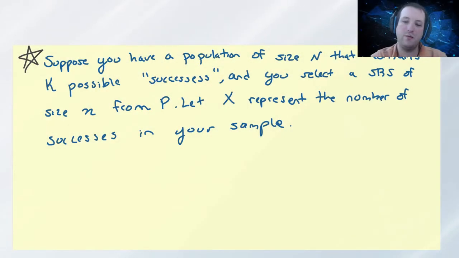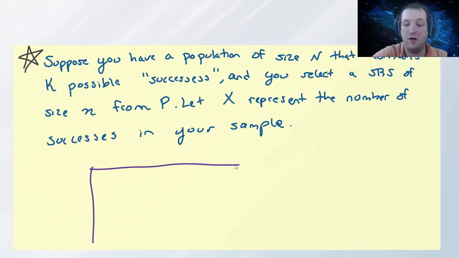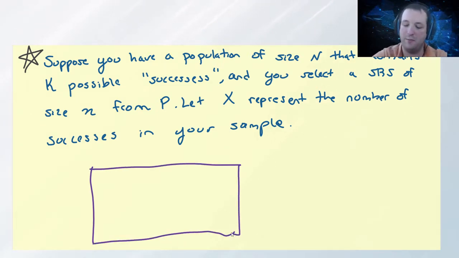Alright, so let us suppose you have a population of size capital N that contains k possible successes in that population, and you select a simple random sample of size little n from that population P. Let x represent the number of successes that are in that sample that you have drawn. So let us draw a little picture to simulate what we are looking at here, and this is going to be associated to a hypergeometric distribution, this random variable x here.